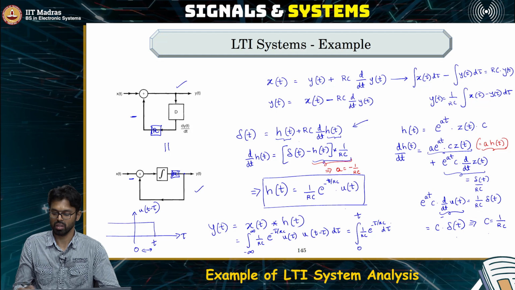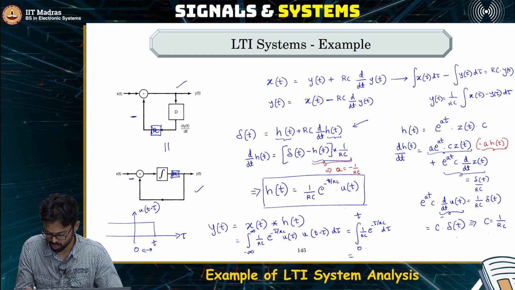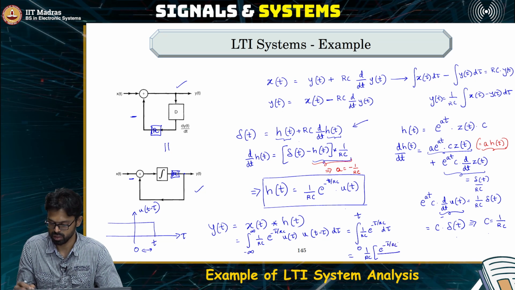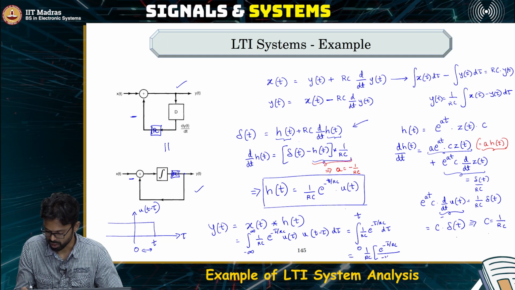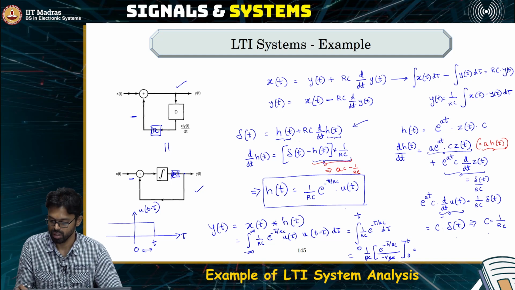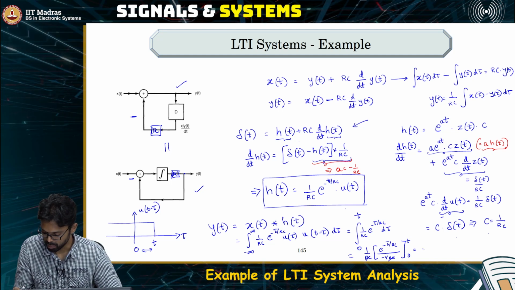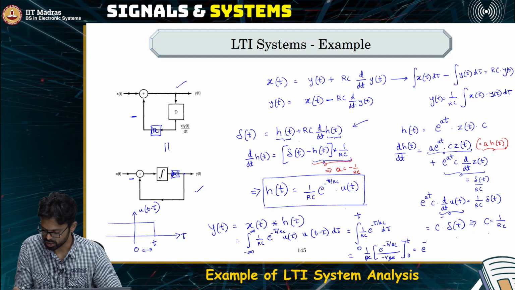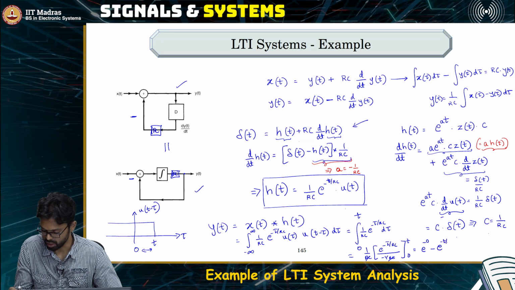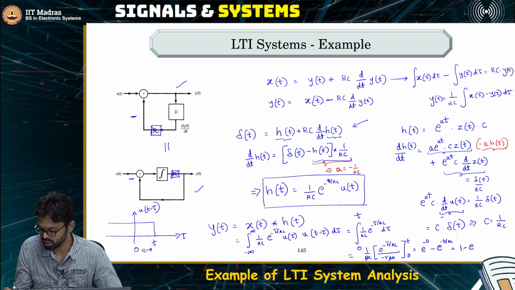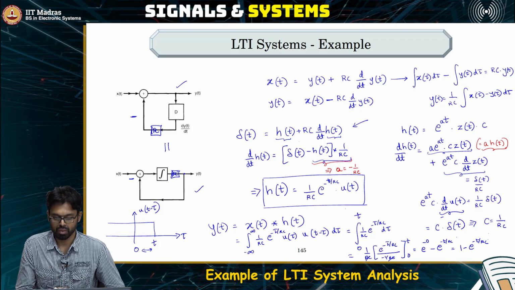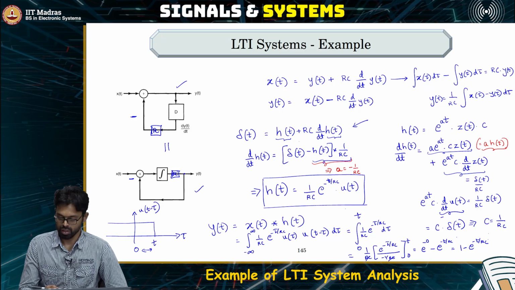So let us simplify this expression. What happens to this integral? This is (1/RC) times e^(-tau/RC) divided by (-1/RC), from t to 0. So this RC gets cancelled. Then we have e^(-0) minus e^(-t/RC), which is equal to 1 minus e^(-t/RC). So this is the output of the RC circuit whenever you feed in an input of a step function.